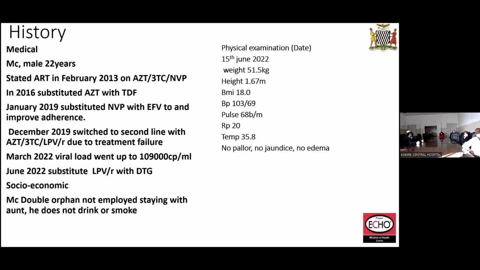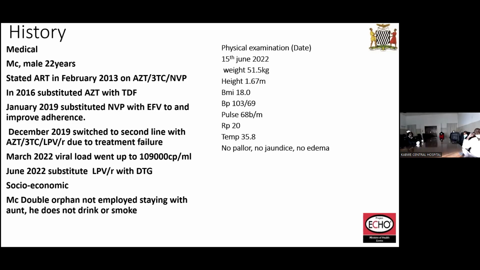Then January 2019, part of the information will be found in the next slide. So January 2019, we substituted nevirapine with efavirenz. This was due to poor adherence. The boy at that time was an adolescent attending school. So he had difficulties taking the drugs, especially nevirapine in the morning, which contributed to the rise in the viral load, as we shall see in the next slide. So we had to put him on tenofovir, lamivudine, and efavirenz to help improve adherence.